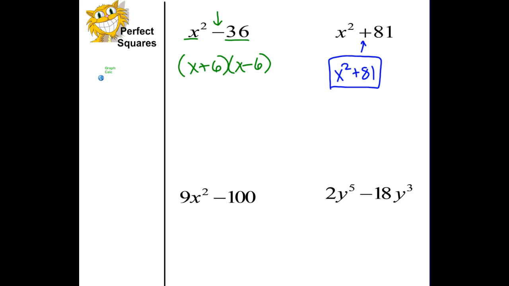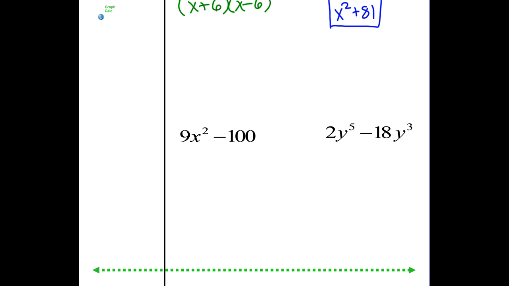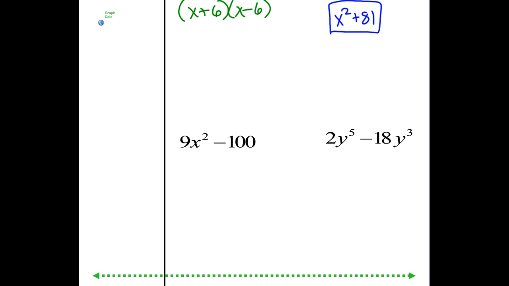So let's show you another example here quick with 9x squared minus 100. 9 is a perfect square. x squared is a perfect square. So our first part is going to be 3x. And our second part is, what squared gets you 100? It's going to be 10. So it's going to be 3x plus 10, 3x minus 10. So really your form is 3x squared minus 10 squared. We put the 3 in our first part, and I put the 10 in the second piece.